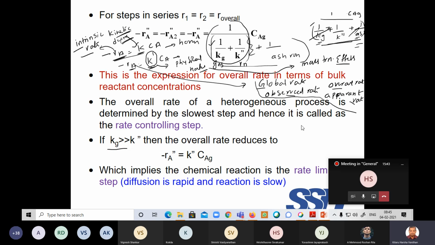So the important thing here is intrinsic rates and global rate. To find the global rate in CRE2, because you have heterogeneous systems, getting that global rate directly is very difficult. So you split this entire equation into a series of intrinsic steps or intrinsic rates. Then you equate those intrinsic rates to give the overall global rate.